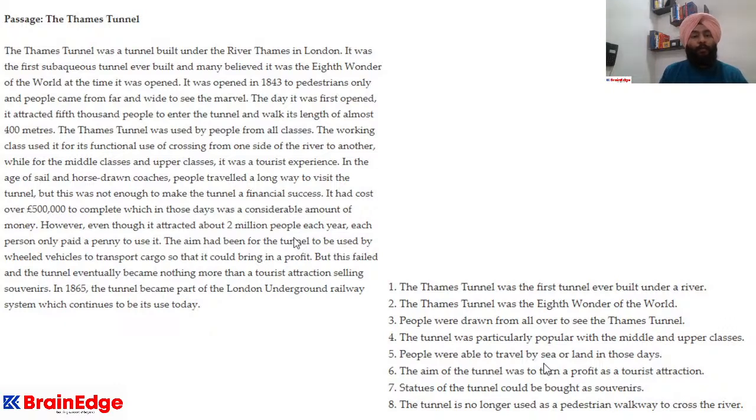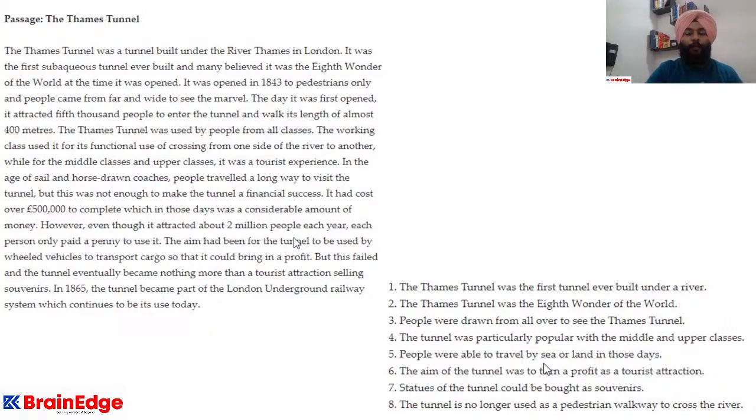The Thames Tunnel was used by people from all classes. It was particularly popular. The working class used it for its functional use of crossing from one side to the other, while for the middle and upper classes, it was a tourist experience. The tunnel was particularly popular with the middle class and upper class.